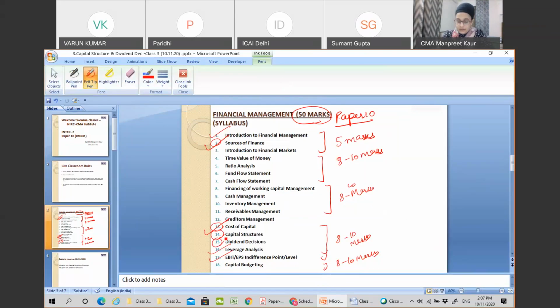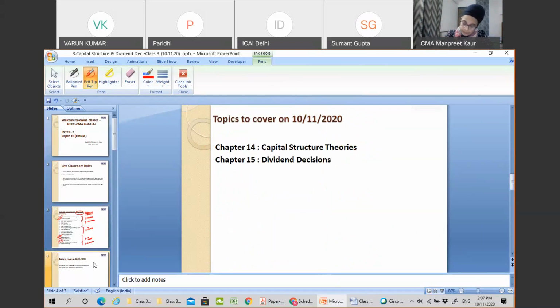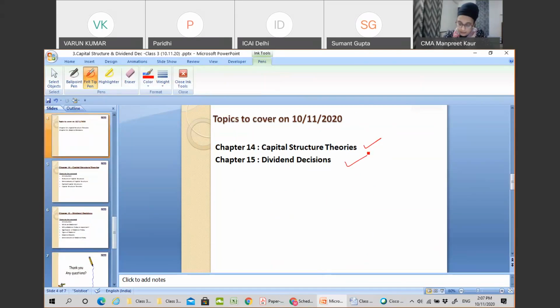Capital structure, dividend decisions, cost of capital and leverage analysis, ये चारों एक प्रॉपर एक बंच है. They are very very important chapters. So हम लोग सबसे पहले इन चैप्टर्स पे फोकस करेंगे. Then we will do the working capital management. In today's class, we have done cost of capital. In today's class, we will do capital structures and dividend decisions. Capital structure theories and dividend decisions in today's class.